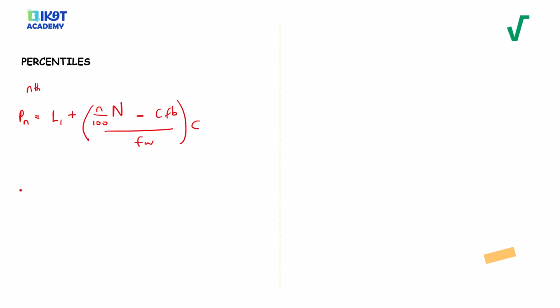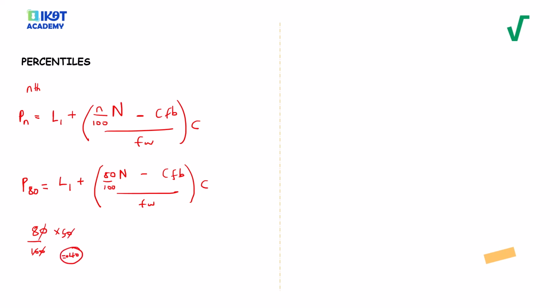For example, the 80th percentile P80 is going to be equal to L1 plus 80 out of 100 n minus the cumulative frequency before out of the frequency within times the class interval. I don't know if by now some of us can see what I'm trying to say. If n is 50, we shall say 80 out of 100 times 50, so we get 40. When we get this 40, we look at the cumulative frequency and see what is just above it, then we mark that class. I don't know if that makes sense. That's how we're able to find the percentile.